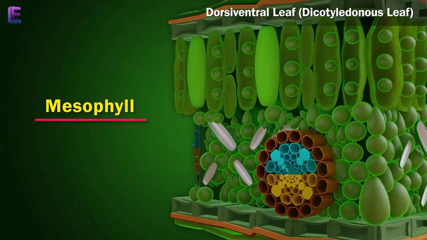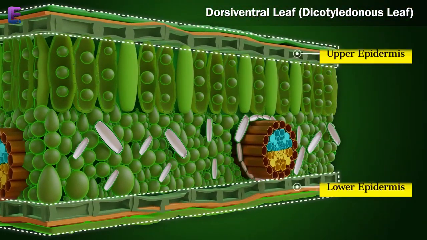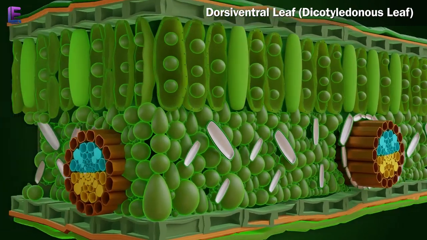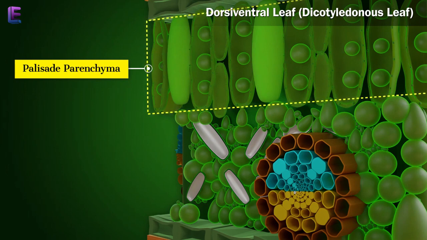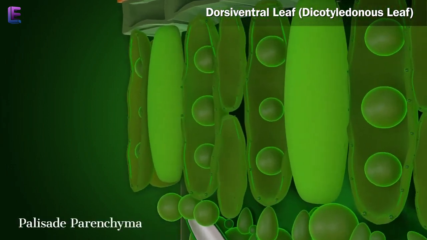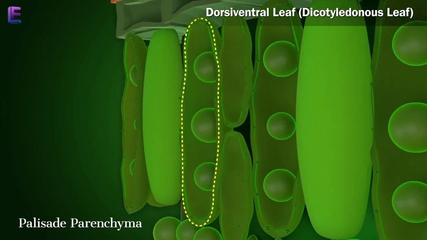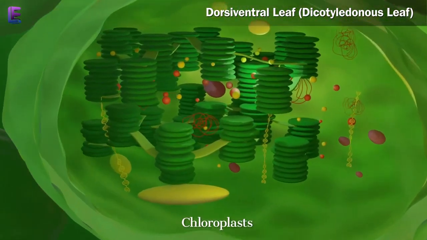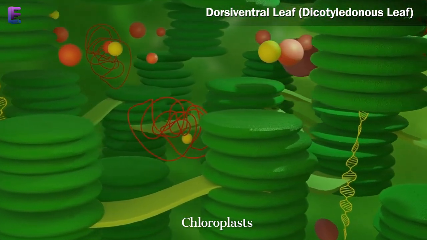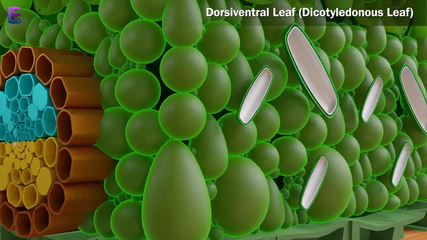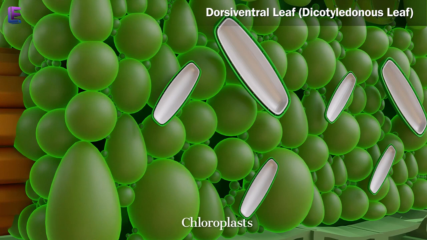2. Mesophyll. The tissue between the upper and lower epidermis is called the mesophyll. It has two parts, the palisade parenchyma and the spongy parenchyma. The cells of the palisade parenchyma are elongated and vertical. They have a large number of chloroplasts which take part in photosynthesis. The cells in the spongy parenchyma are arranged randomly. They have fewer chloroplasts and it mainly helps in gaseous exchange.